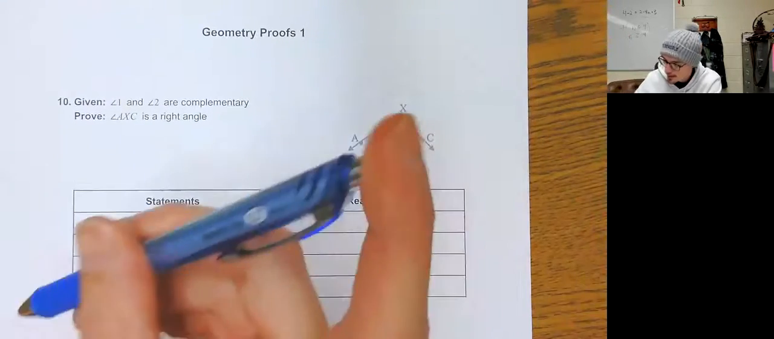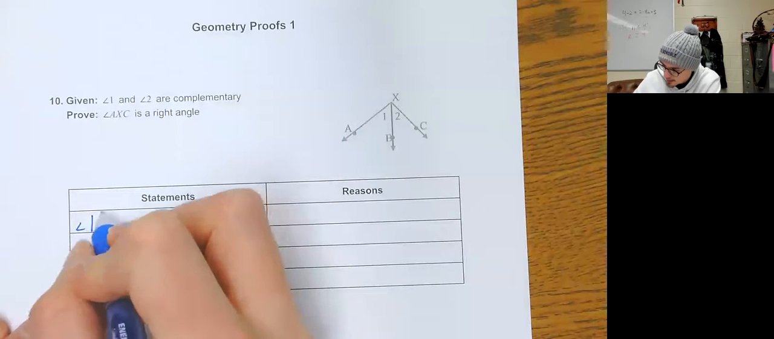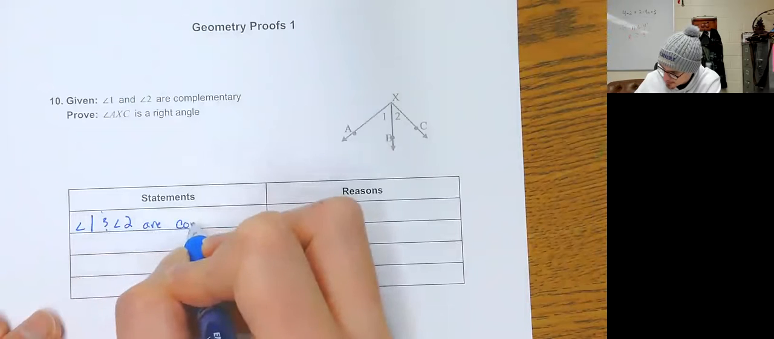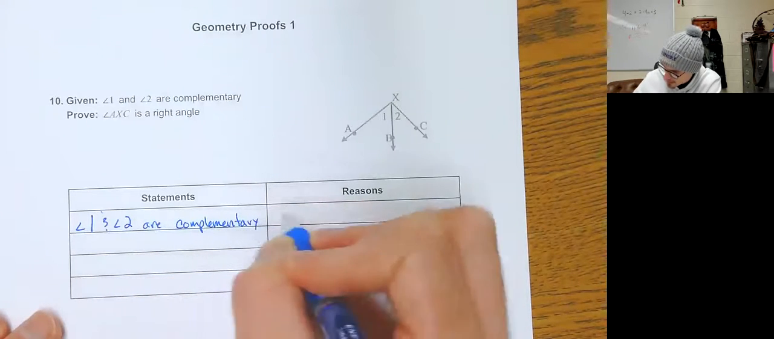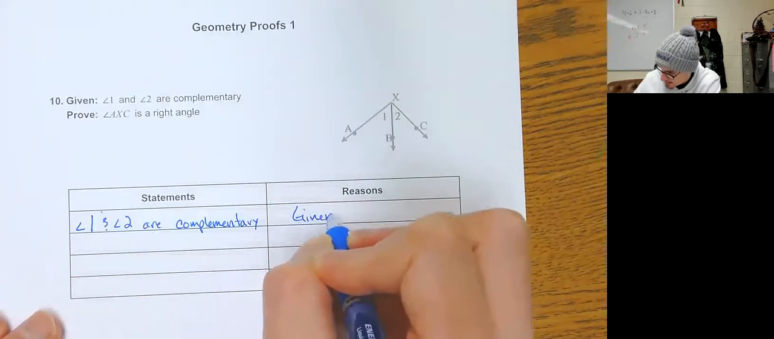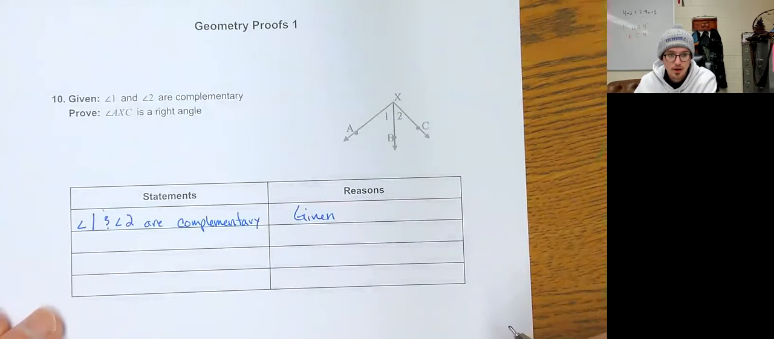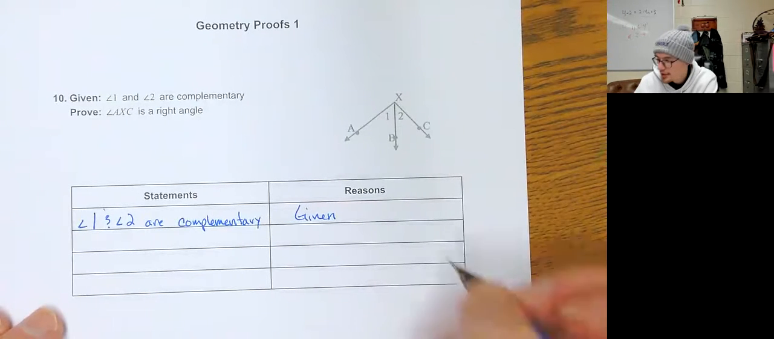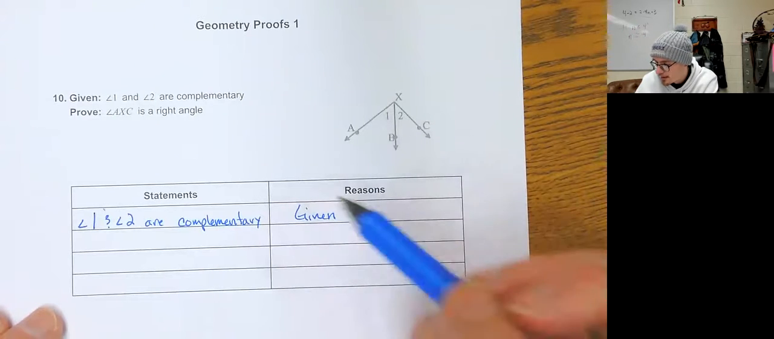All right, so we're given angle 1 and angle 2 are complementary. Given. Awesome. Perfect. So angle 1 and angle 2 are complementary. Given. We're going to want to try and prove that this whole thing is a right angle.